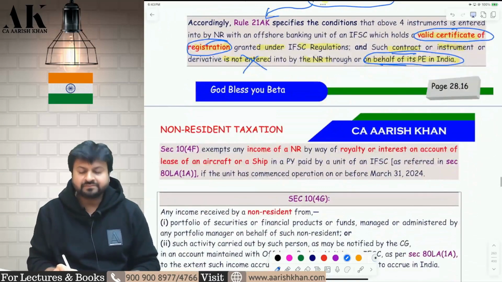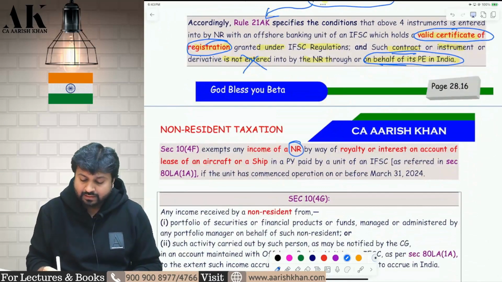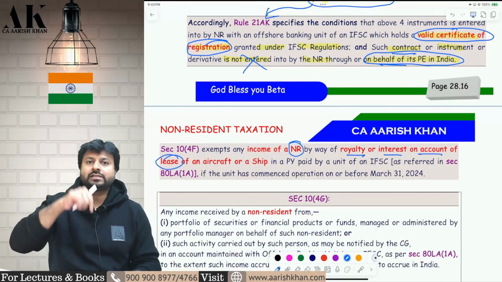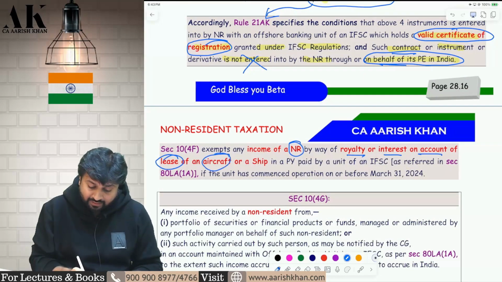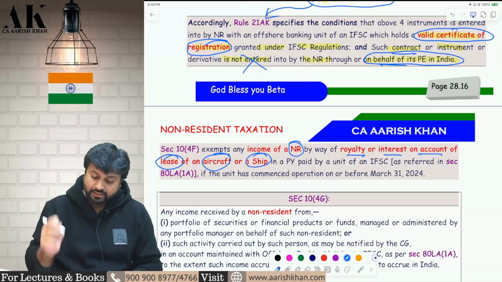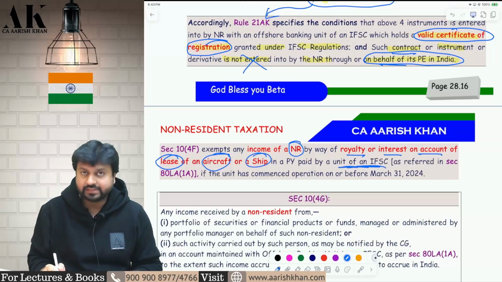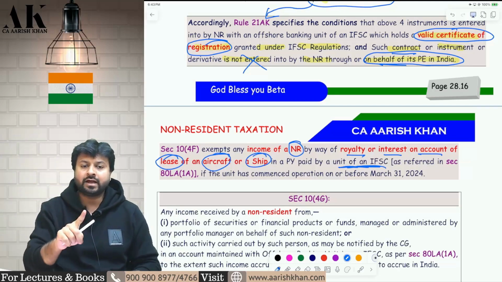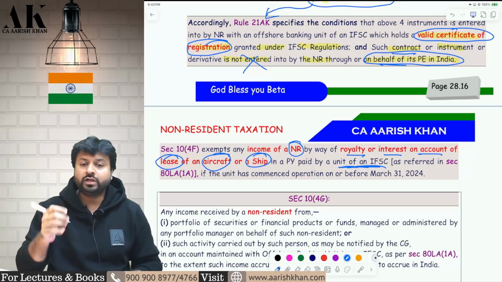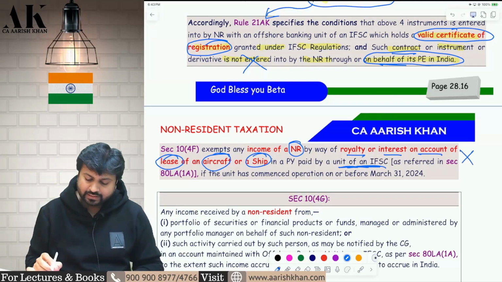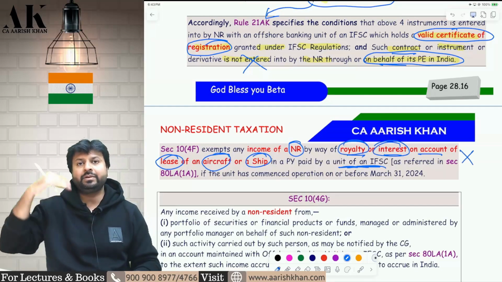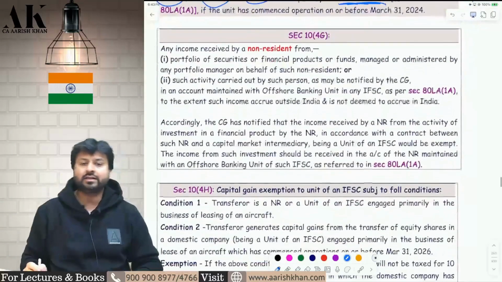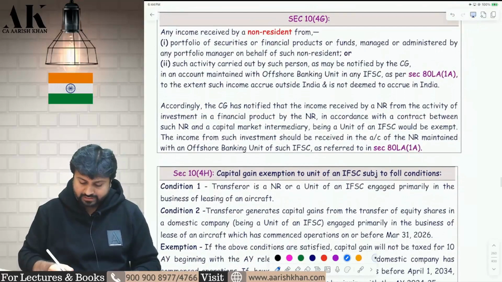Similarly, 10(4)(f) exempts the income of a non-resident by way of royalty or interest on account of lease. So if the non-resident is giving an aircraft or ship on lease to a unit of an IFSC, then it is exempt under income tax law. The royalty and interest earned by the non-resident will be exempt under the income tax law. I hope it is clear to all of you.